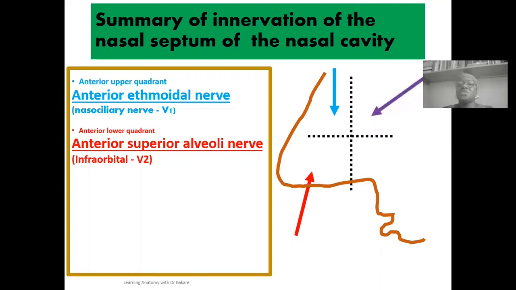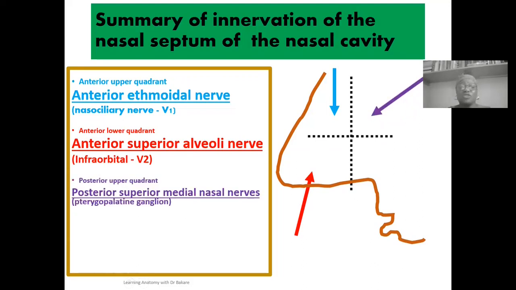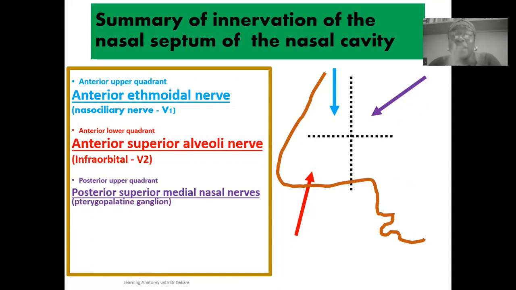So going to the posterior part that is arrowed here in purple, the posterior upper part of the nasal septum is innervated by the posterior superior medial nasal nerve. We already said that merely looking at the name, you should know the specific region that it innervates. The posterior part, the superior part, the medial, because it's the nasal septum. So the posterior superior medial nasal nerve will be innervating the posterior superior part of the nasal septum. It branches from the Pterygopalatine ganglion, and this we've highlighted in our previous slide.